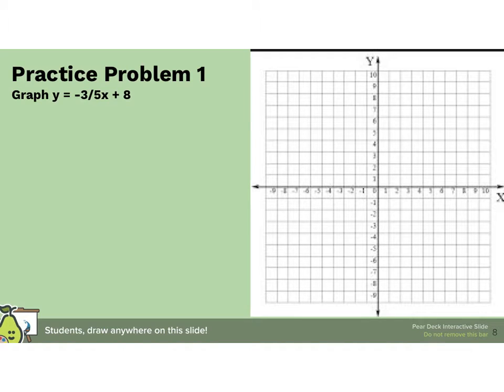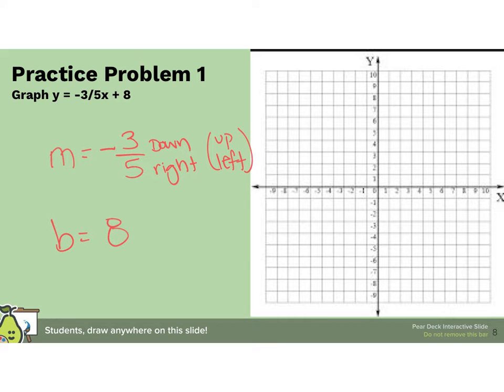All right, let's see how you did on your own for these first 3 practice problems. So the slope here is -3/5. That's telling me to go down and right. Or you may have said it's telling you to go up and left. As long as you have one of these, you were right. And then the y-intercept is 8.